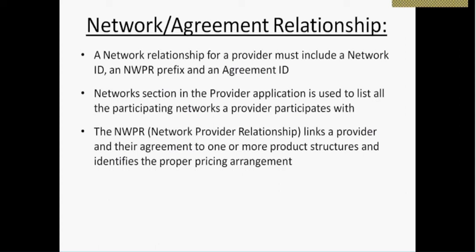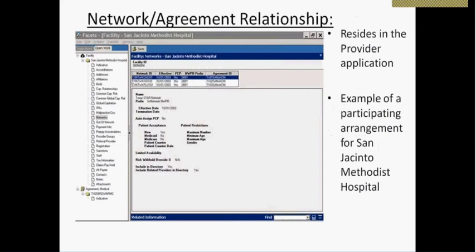And this is another screenshot that I'm showing you as an example. How does this network screen look like? So network ID is right here, the effective date, whether you have a PCP, which is your primary care physician, yes or no, what are the prefixes that are used, and what is the agreement ID. So your network ID and your agreement are tied up here. That's how your billing will take place.